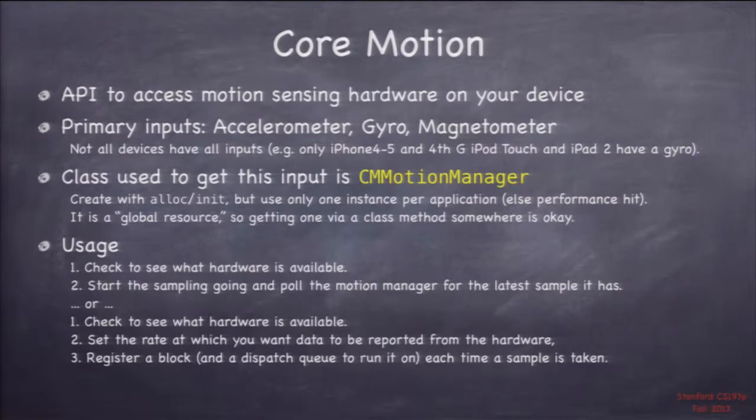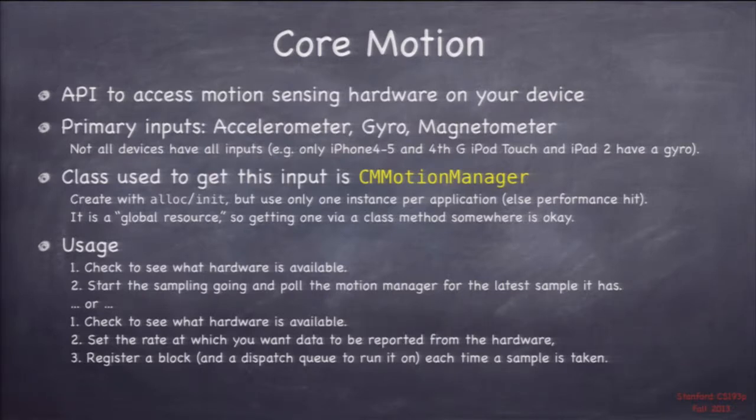So how to use the Motion Manager? Just like with Location Manager, first you check to see what hardware is available. Then you have two choices of how you want to do it. You can set some sampling going and then poll the Motion Manager, okay? What's the current acceleration due to gravity in these three directions, for example? Polling we don't like. I have a slide on that, but I'm going to blast right by it because polling, not so good.